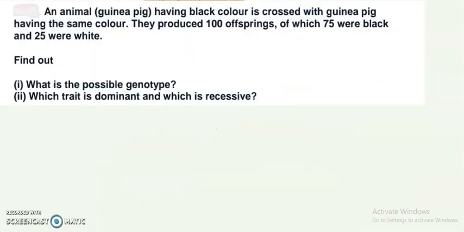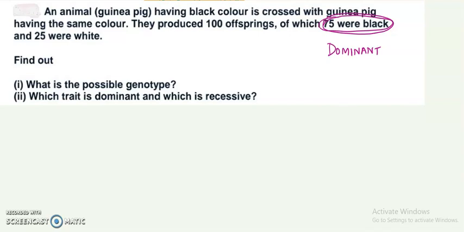This is the last question of this video, and this is one of the important questions taken from the exemplar. The question is asking: a Guinea pig having black color is crossed with a Guinea pig having the same color. They produce 100 offsprings, of which 75 were black and 25 were white. What are the possible genotypes, and which trait is dominant and which is recessive? Please see that this is the clue being given to you, that 75 were black. Whichever number is greater will always be dominant, as we have seen through monohybrid and dihybrid crosses.